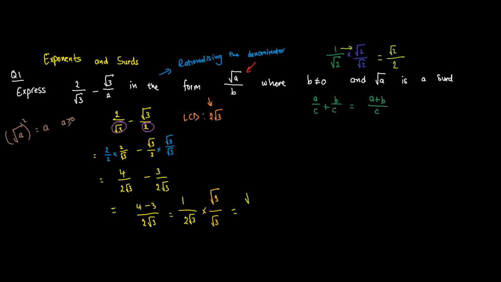That's equal to 1 times the square root of 3 is the square root of 3, over square root of 3 times the square root of 3 is 3. So it's 2 times 3. So my final answer is the square root of 3 over 6. 2 times 3 is 6. And that is my final answer.